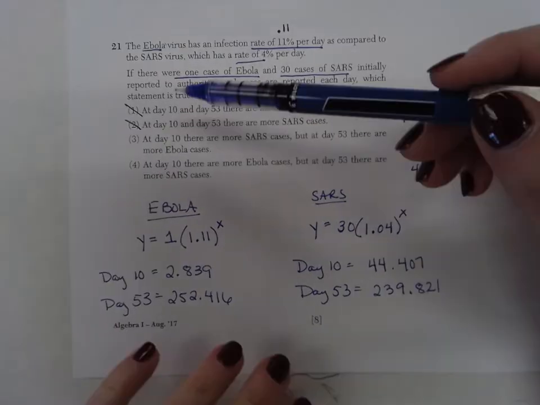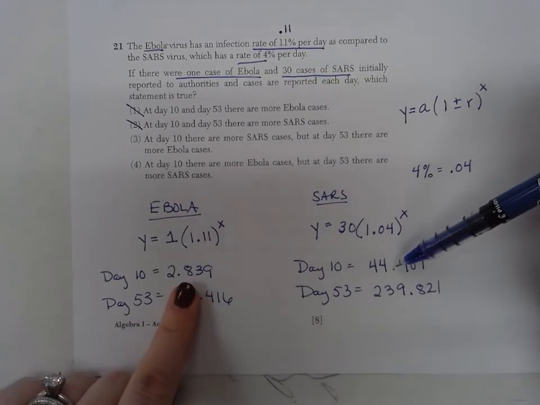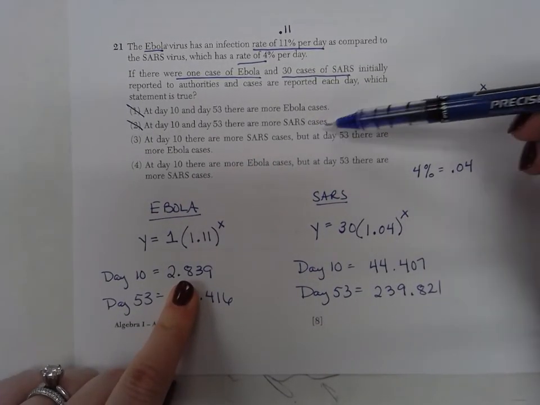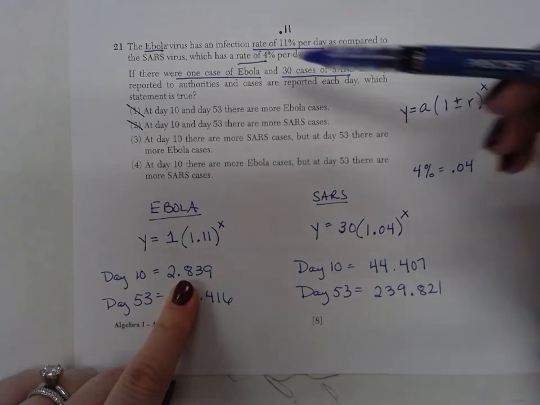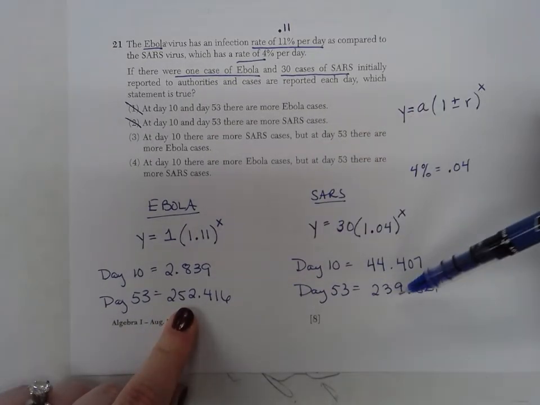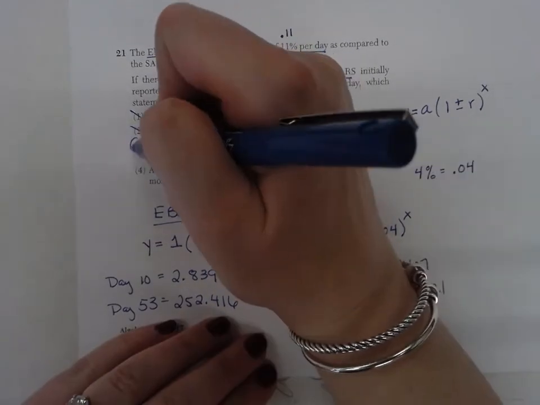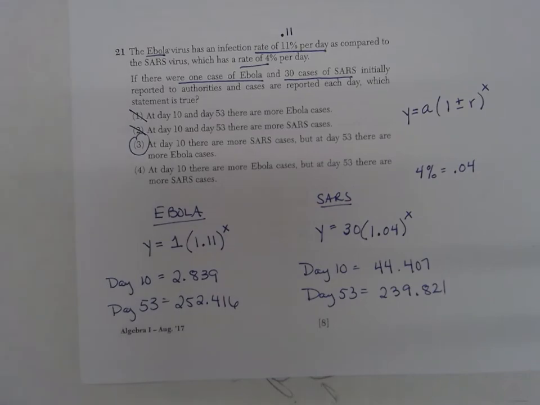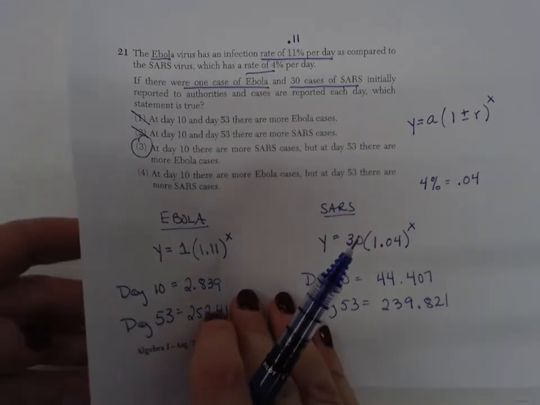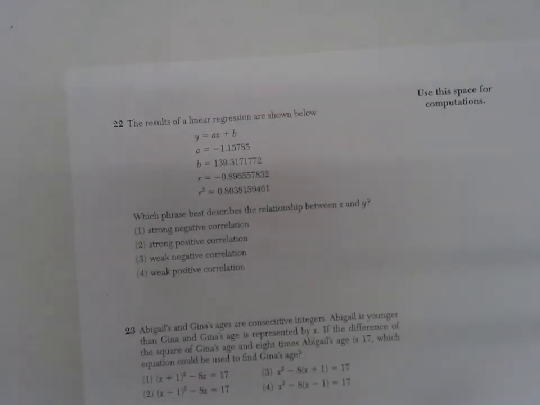At day 10, there are more SARS cases. That's true. But at day 53, there are more Ebola cases. So at day 53, there's more Ebola. That's true. 252 is higher than the 239. There's your true statement right there. It's a lot of work, but it's semi-manageable. Tricky, tricky. Okay, just a couple more.